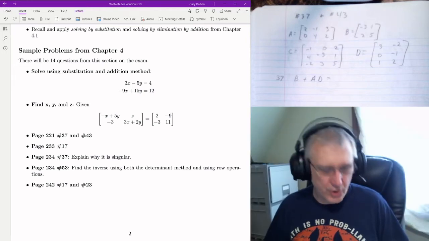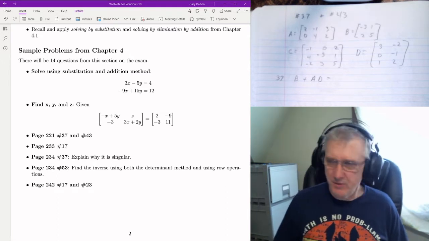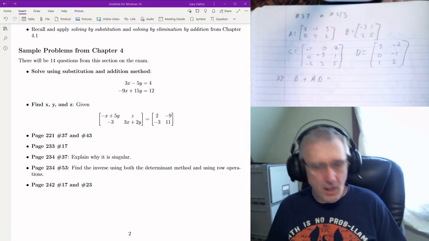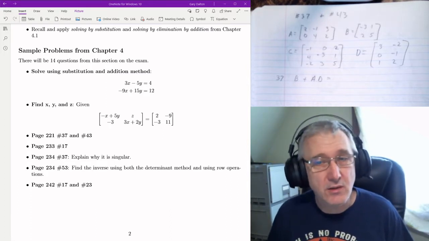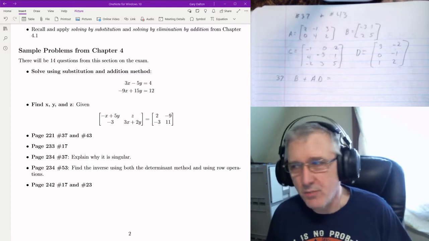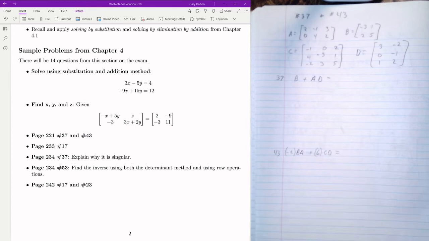So, welcome to Exam 1 Review, Chapter 4, Part 2. I think this will be the last part that I do today. So we covered some of the basics of it now, so let's just actually work on a bunch of problems straightforward and hardcore. Here we go. So this is number 37 and 43 from page 221 in your book.